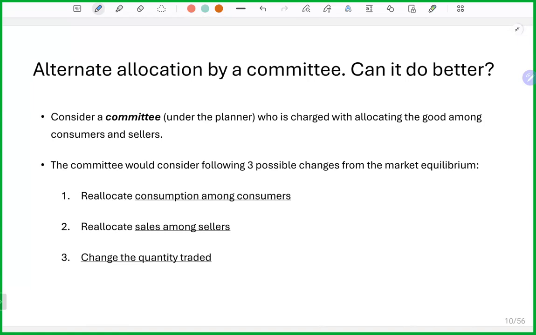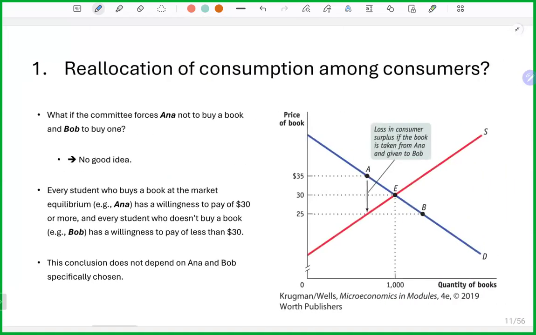Out of the potential consumers, there are particular people who buy the book. Let's reallocate: change the buyer group and the non-buyer group. Let's change the seller group and the non-seller group, and change the quantity traded. Okay, first, reallocating buyers.